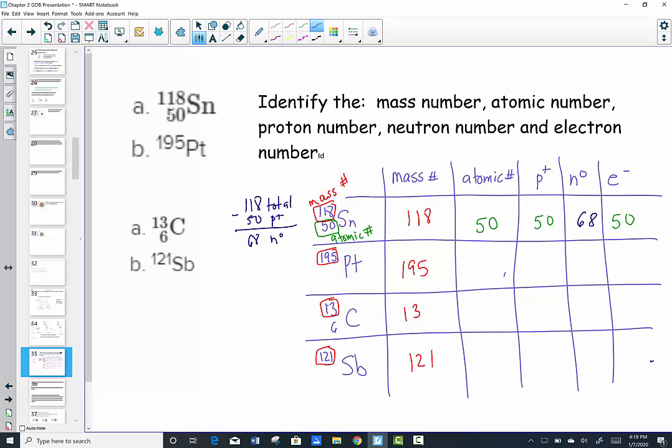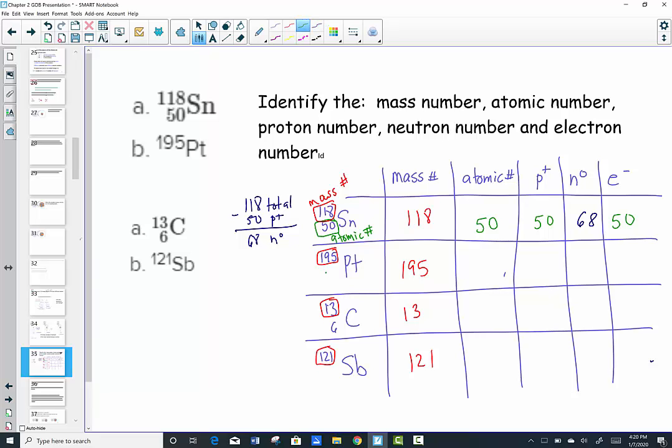I see Pt-195, and that's all I'm given. So I have to use my periodic table and research the bottom number. Find Pt on your periodic table. It stands for platinum, Pt. It is in the 6th period, group 10, but it's number 78. I wasn't given that. I had to go find it.